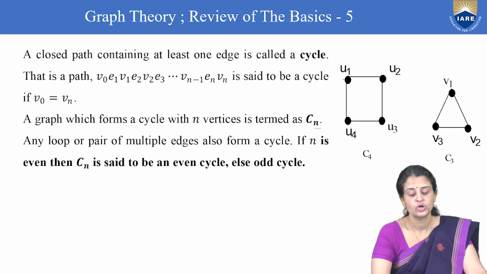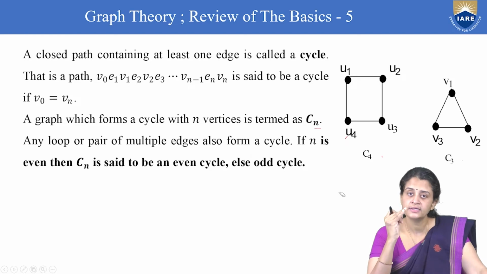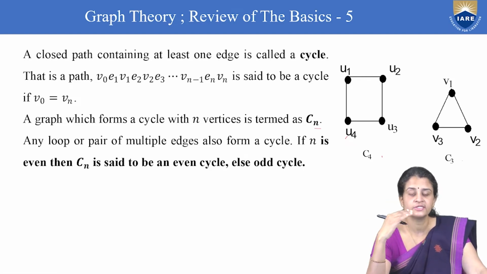Here, see u1, u2, u3, u4. This is a closed path, and a closed path is termed a cycle. Now see how many vertices there are. It consists of 4 vertices. Usually a cycle with n vertices is termed Cn, and here it is 4, so we have marked it as C4, and here it is C3. This is an even cycle, whereas this is an odd cycle. So I hope this walk, path, trail, cycle, all these things are okay.